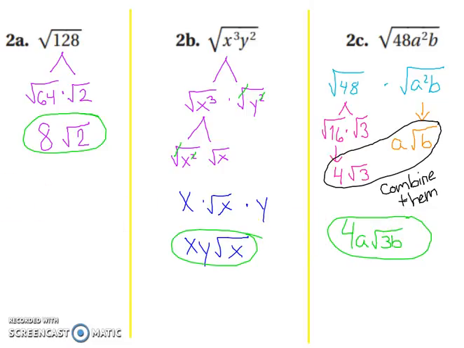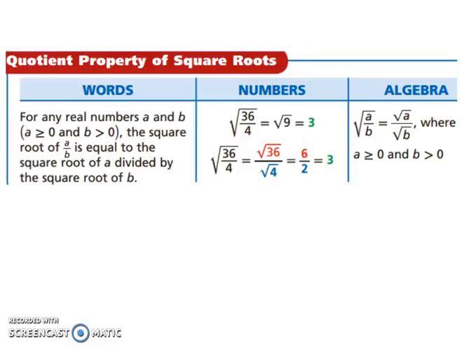So now that we've looked at the product property, let's look at the quotient property. For any real numbers a and b, a has to be greater than or equal to 0, and b has to be greater than 0. The square root of a divided by b is equal to the square root of a divided by the square root of b.